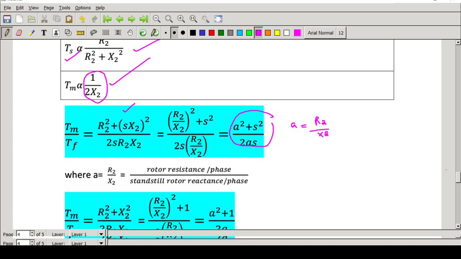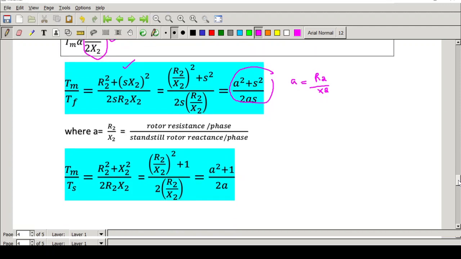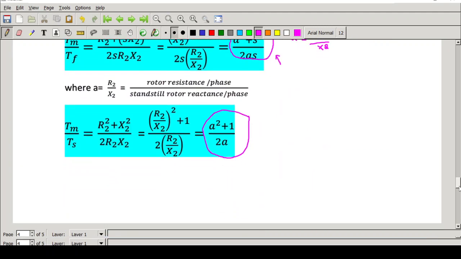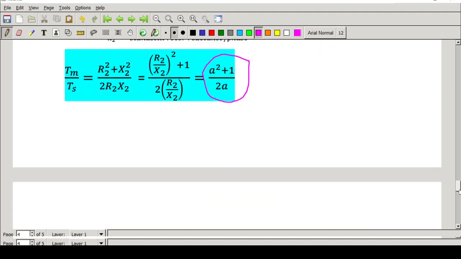Now the question is how we will find the ratio of maximum torque to starting torque. Very simple. In this equation put S equal to 1. So you will get it as (A squared plus 1) by 2A. What is A? A is equal to R2 by X2. So these equations can be used for doing problems. Okay, so let's do two sample problems.